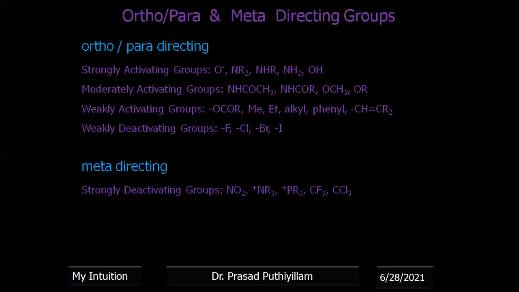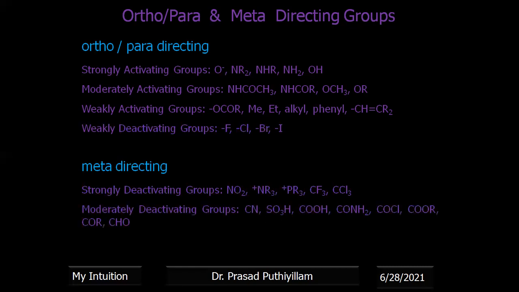Now, meta directing strongly deactivating groups like NO2, NR3+ (positive charge on nitrogen), PR3+ trialkyl phosphine, again positive charge on phosphorus, CF3, CCl3, etc. are strongly deactivating groups. Moderately deactivating groups are cyanide, SO3H sulfonic acid group, CONH2 amide group, acid chloride group, ester group, COR alkyl ketone group, aldehyde group.